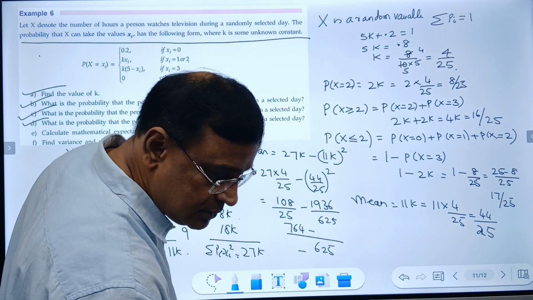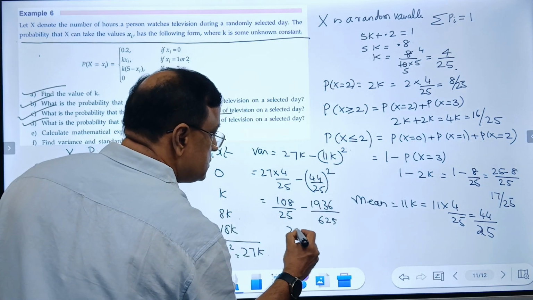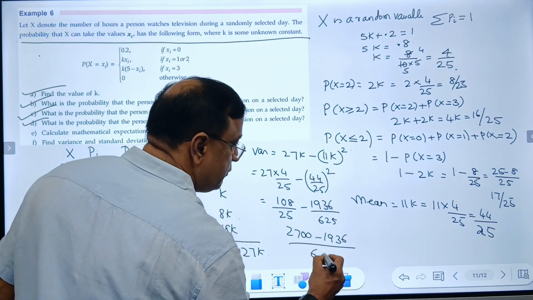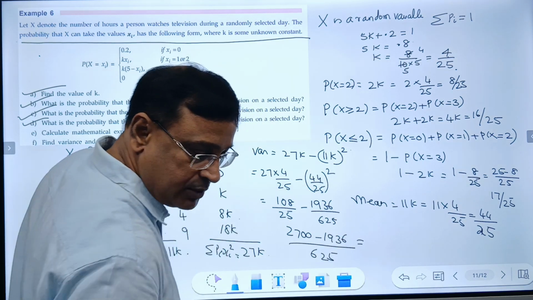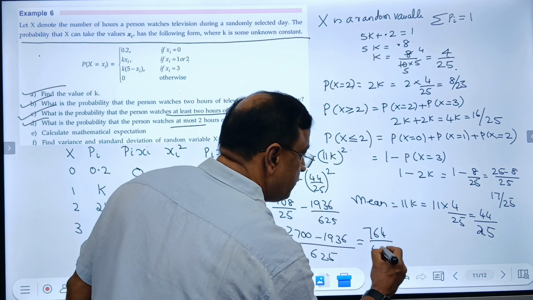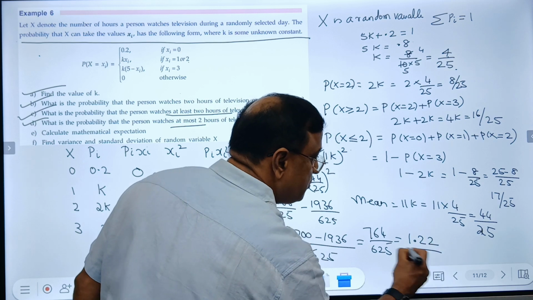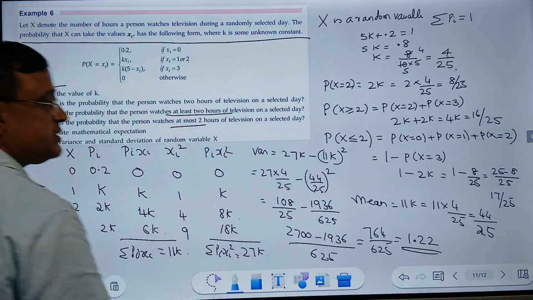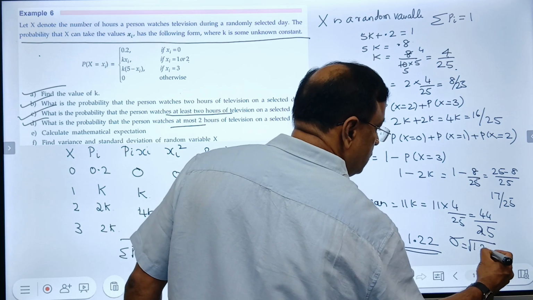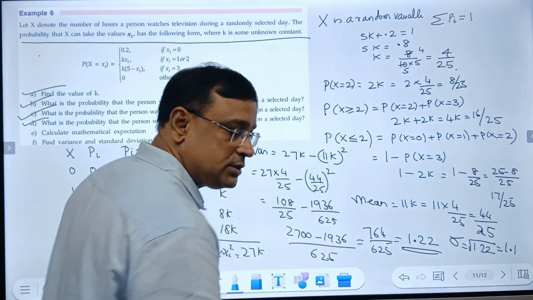Okay, I don't think this is correct. It is 2700. This is 2700 minus 1936 by 625, which is approximately equal to 764 by 625, which is 1.22. This is my variance. So what is my standard deviation? My standard deviation is the square root of 1.22, which happens to be 1.1. So that completes the problem.